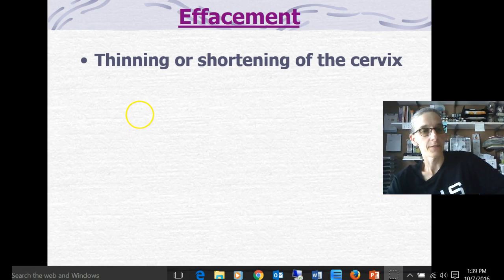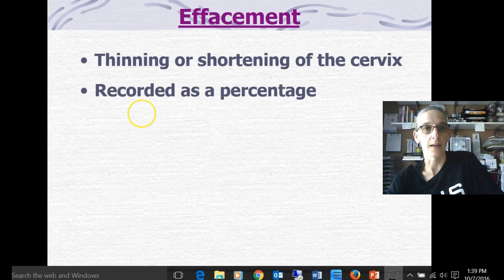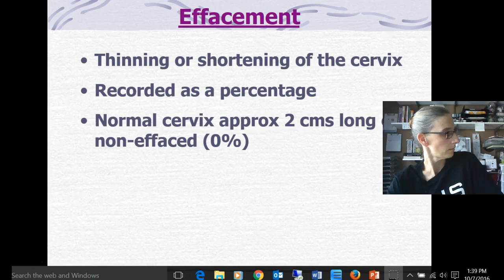All right, and then we've got effacement, so the thinning or shortening of the cervix. It is recorded, oh wait, hold on. Yeah, these slides, sorry. This is one of those PowerPoints that I meant to do over again, I guess, and never had time to do.